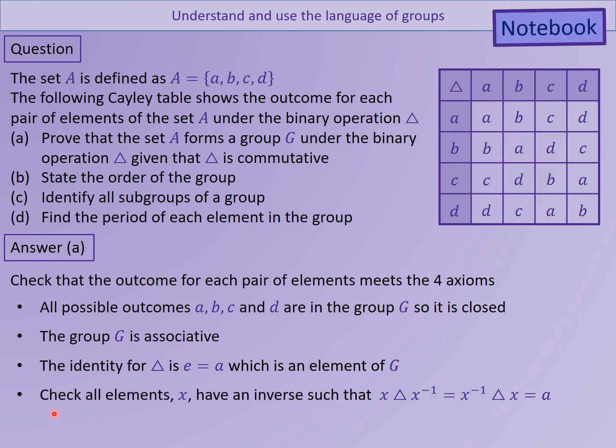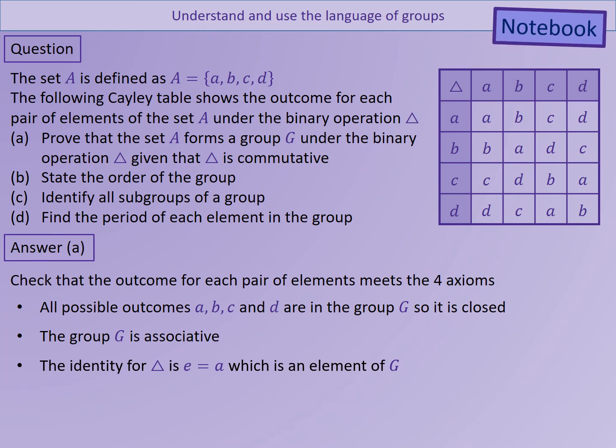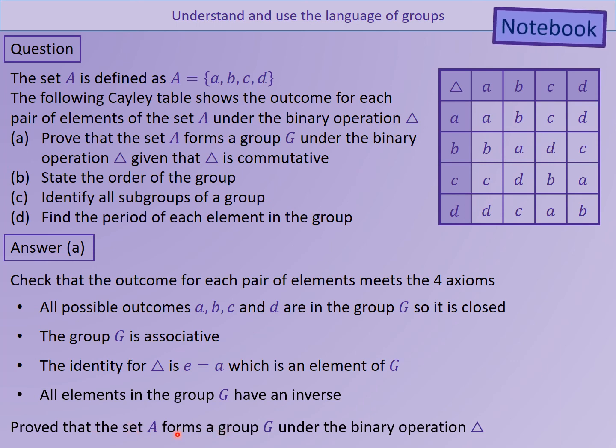And then the last bit is the inverse. So everything should have an inverse, right? That goes back to A. And as you look through, A goes with A, definitely back to A. B goes with B, so that's a self-inverse. That one's fine. C goes with D, and D goes with C to get you back to A. So they all have an inverse. So therefore, you could argue the fact that set A forms a group under the binary operation triangle. And that's the answer to question A done.